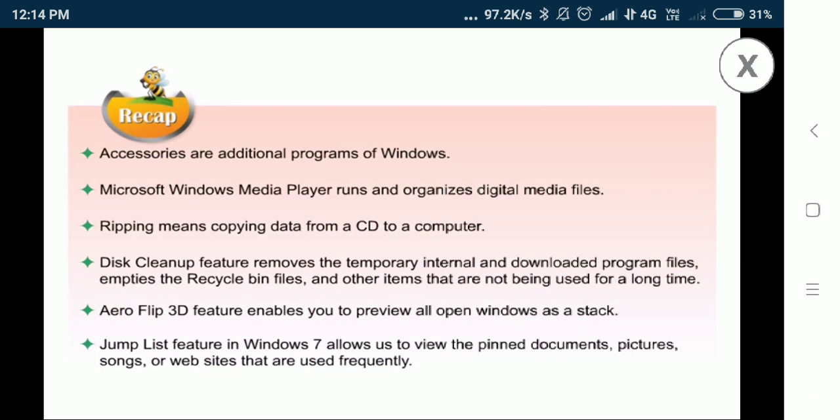Aero Flip 3D feature enables you to preview all open windows as a stack. Jump list feature in Windows 7 allows us to view the pinned documents, pictures, songs or websites that are usually used frequently. Thank you.